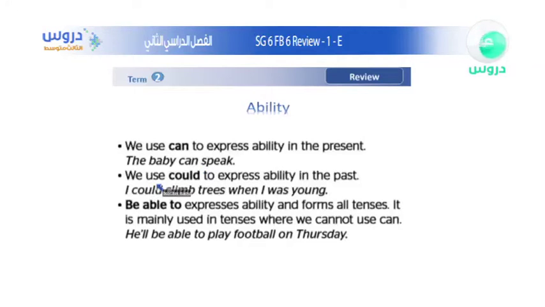Now, we use could to express ability in the past. I could climb trees when I was young.